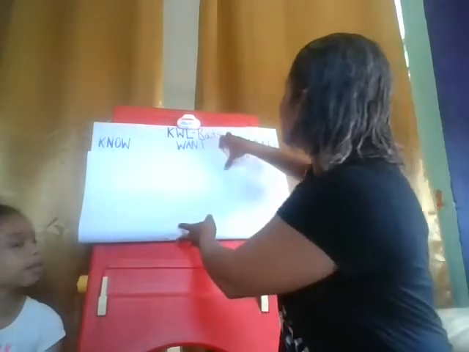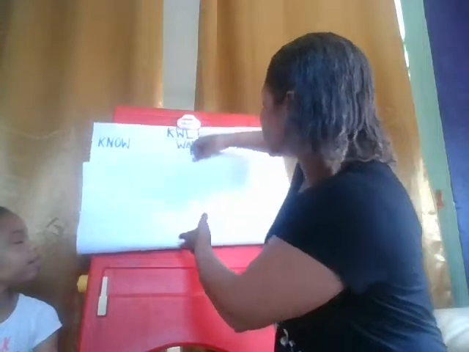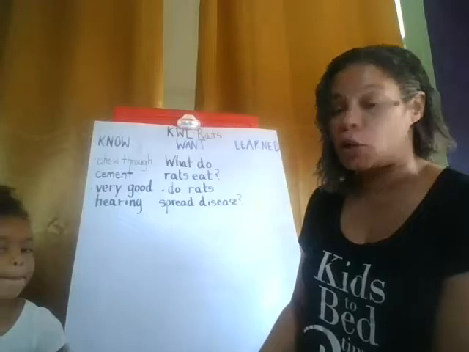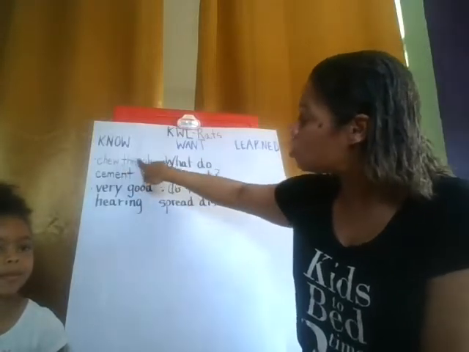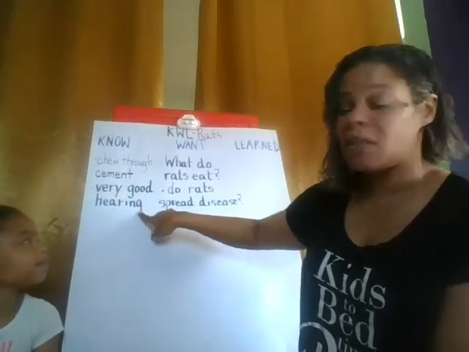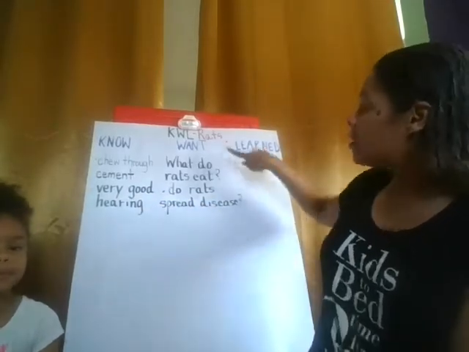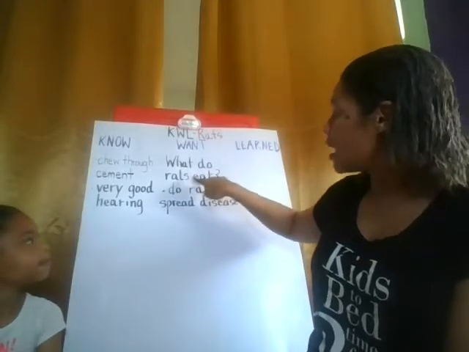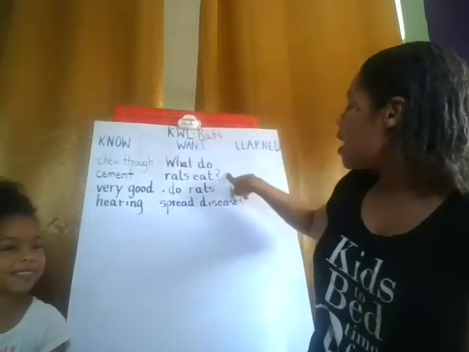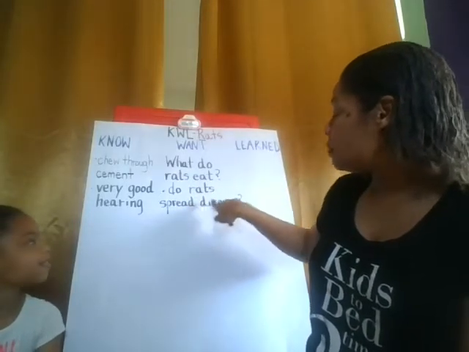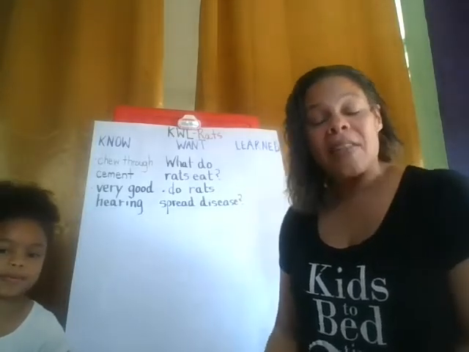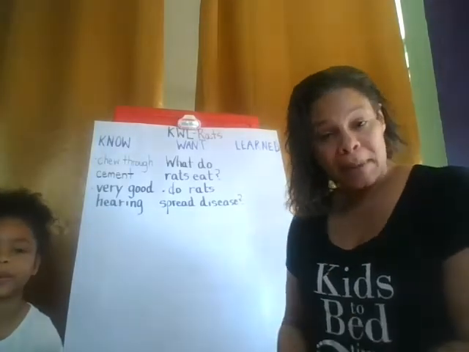Okay, so I'm going to pull our chart down so we have some time to think about these. Under the K column, you should write what you already know about rats. So they chew through cement, and Lennox said they have very good hearing. Then these are some things that we want to know. Olivia said she wants to know what rats eat. You think they eat cheese? Because that's what they show on the cartoons. And then I want to know, do rats spread diseases? So just think about if there are any questions that you want to know about a rat, and as we're reading, your questions might be answered.